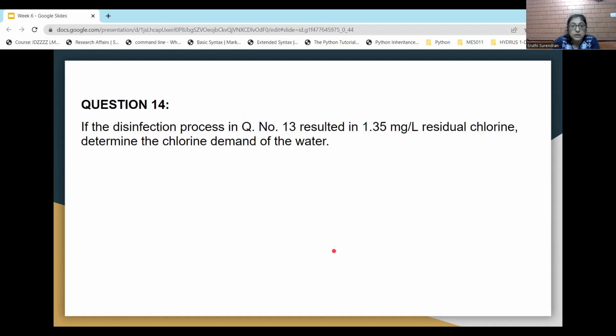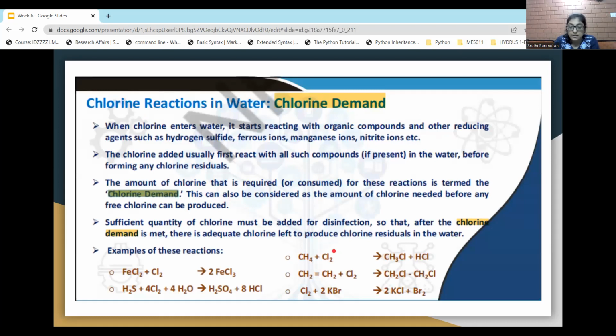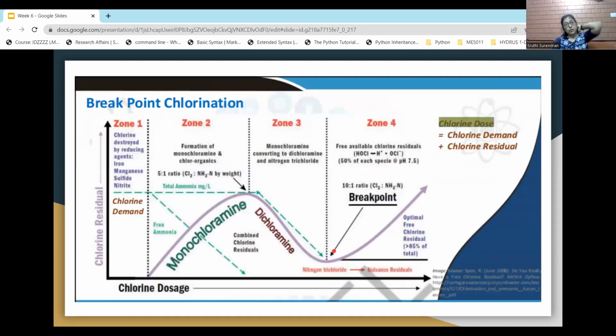Now, I had told you about this chlorine reaction. When chlorine is put into water, it doesn't start disinfecting first itself. Chlorine will first react with iron, manganese, and sulfide. After that, it will react with ammonia. It will form monochloramines and dichloramines. After all these reactions happen, it will start forming residual chlorine. The chlorine dosage is the amount of chlorine that is required to meet the chlorine demand as well as for chlorine residue.